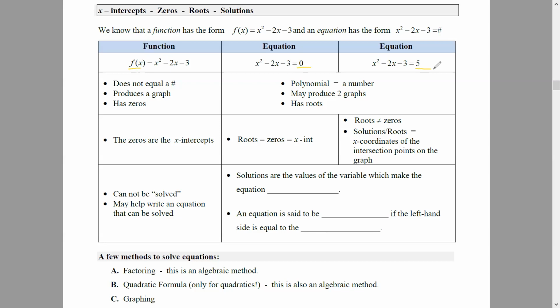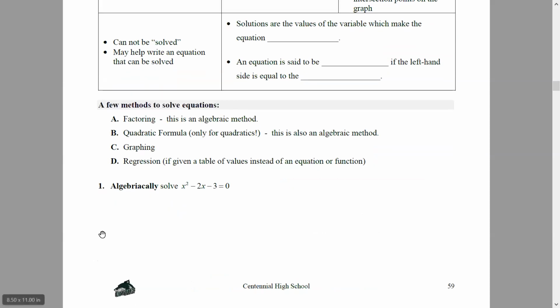Solutions are the values of the variable which make the equation true. An equation is said to be true if the left-hand side is equal to the right-hand side. So when we're solving, that's what I want you to think about: we're trying to make the left-hand side equal to the right-hand side.